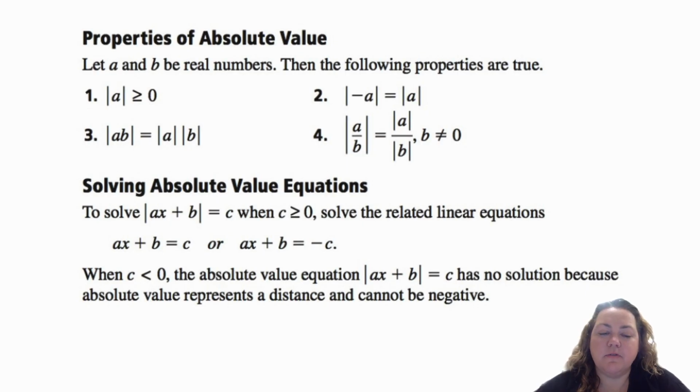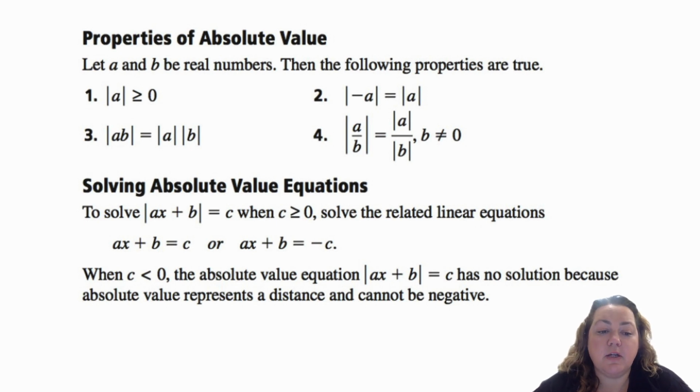Alright, properties of absolute values. If we let a and b be real numbers, then the following properties are true. The absolute value of a has to be greater than or equal to 0. The absolute value of negative a is equal to the absolute value of positive a. The absolute value of a times b is equal to the absolute value of a times the absolute value of b. And the absolute value of a over b is equal to the absolute value of a over the absolute value of b. However, b cannot equal 0.